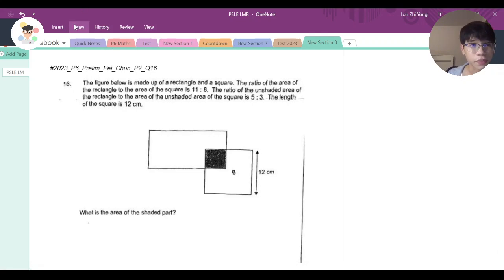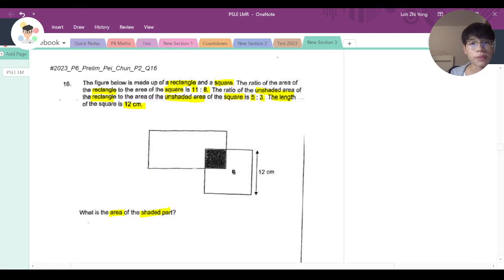Okay, let's look at this question. So this question here says that the figure below is made out of a rectangle and a square. And the ratio of the area of rectangle to square is 11 to 8. The ratio of the unshaded area of a rectangle and unshaded area of square is 5 to 3. And the length of the square is 12 cm. What is the area of the shaded part?